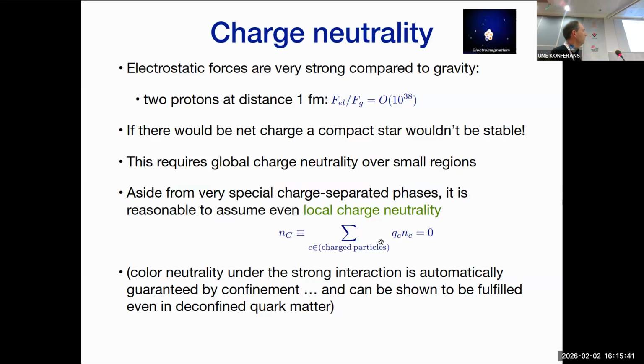At 1 Fermi distance, the electric force is 10 to the 38 times bigger than the gravitational force. So you really need the star to be neutral. Otherwise, it could never exist. Gravity could never bind the star. Right, so you need charge neutrality, and you need it over sufficiently small regions. But actually, since it's so dramatic, you effectively need local charge neutrality. That means the charge density has to be 0.